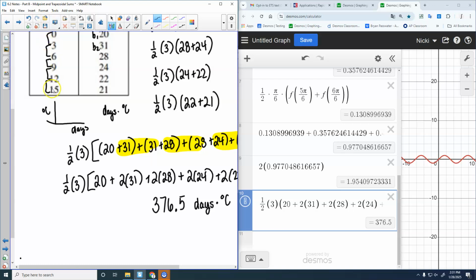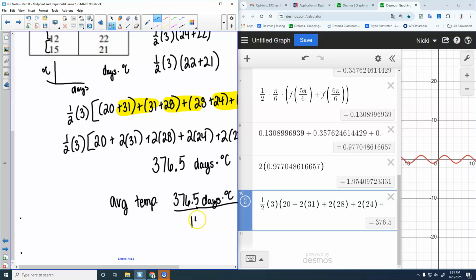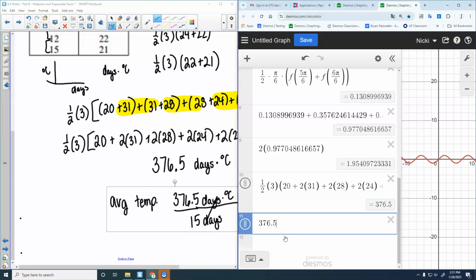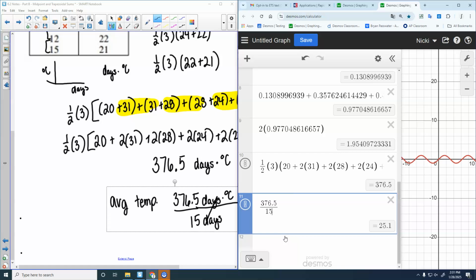And so since this is over 15 days, for the average temperature, we would do 376.5, and that is days times degrees Celsius, and we would divide it by 15 days. Those units kind of help you work out the problem because days cancel right there. And if we take this number, 376.5, and divide it by 15, we're going to get 25.1. So 25.1 degrees Celsius would be your average temperature over those 15 days.